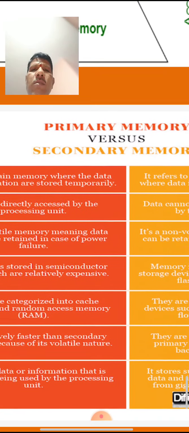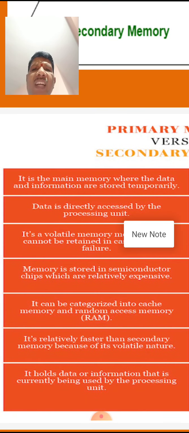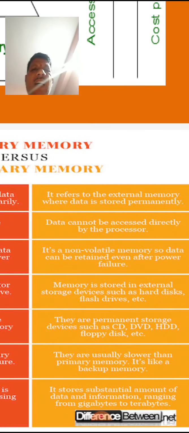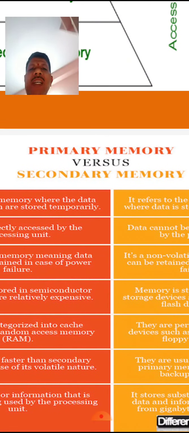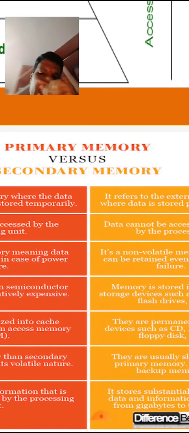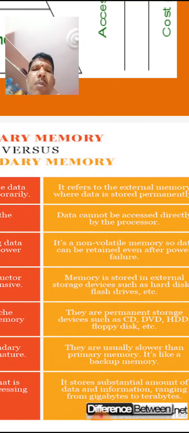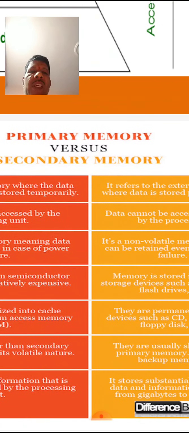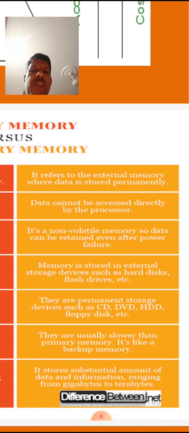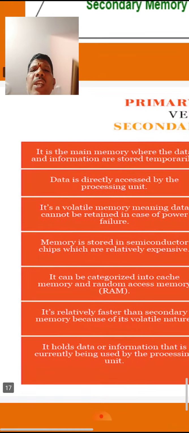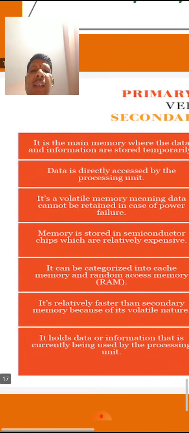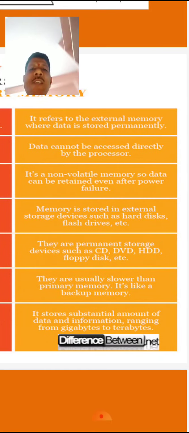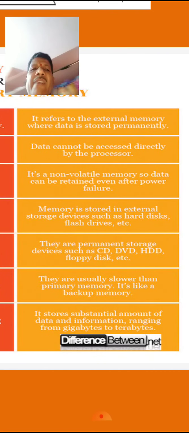Discussing the primary memory, it is the main memory where the data and information are stored temporarily. Secondary memory refers to the external memory where data is stored permanently. Primary means main memory, data stored temporarily. Secondary memory is the external memory, data stored permanently. Here data is directly accessed by the processing unit. In secondary memory, data cannot be accessed directly by the processor; it can be accessed through main memory only. Primary memory is volatile, meaning data cannot be retained in case of power failure. Secondary memory is non-volatile, so data can be retained even after power failure.